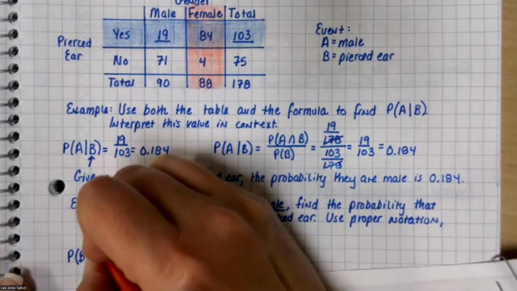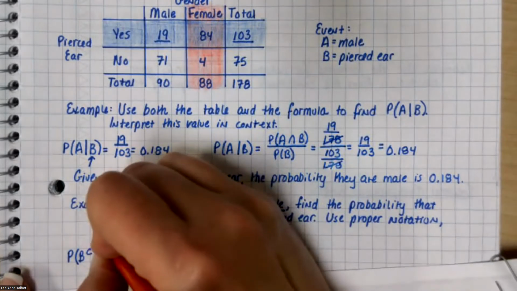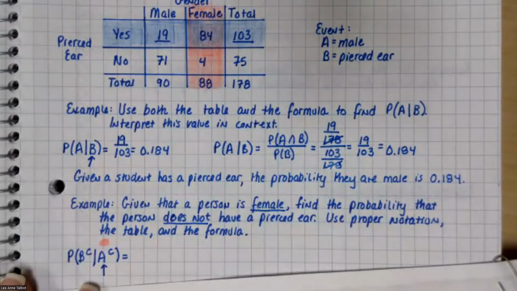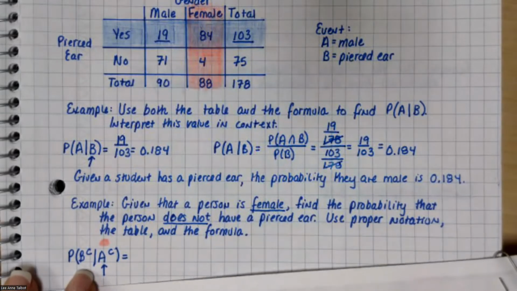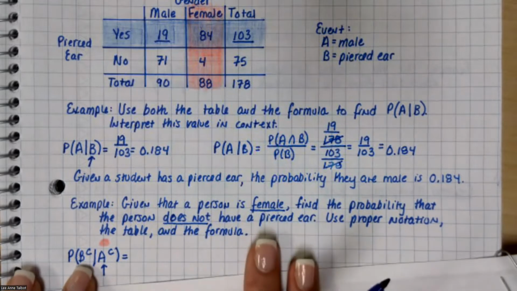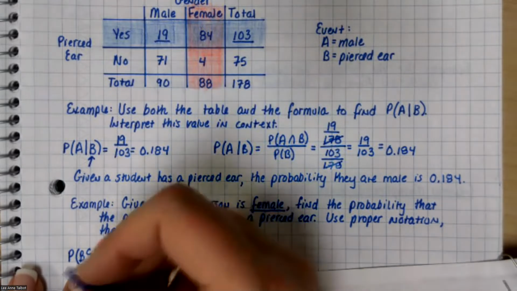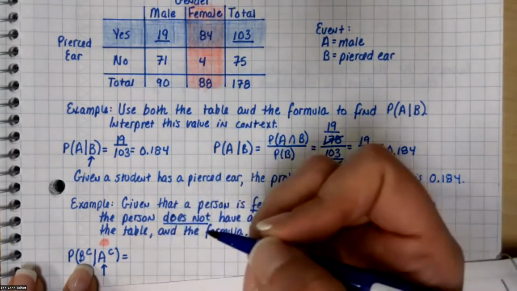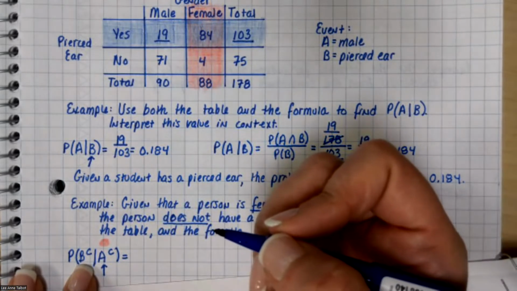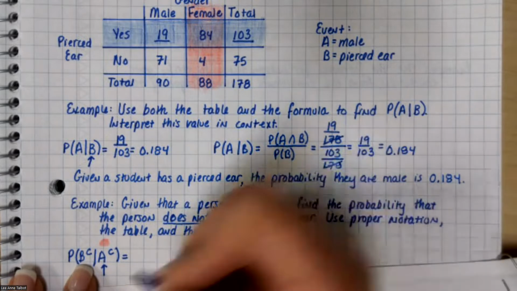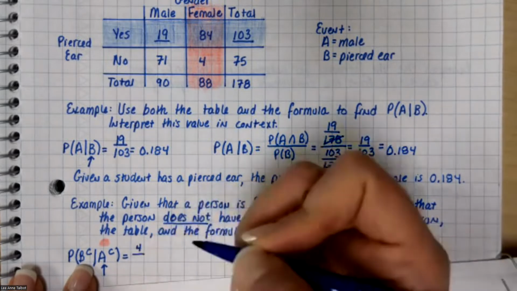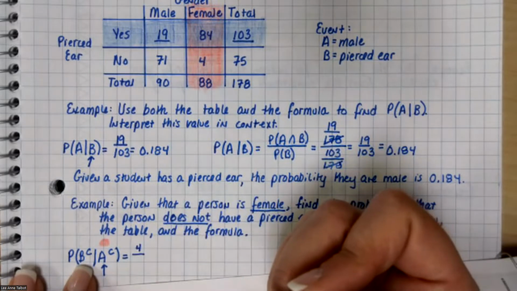And down here, I'm just going to make a little color swatch key to show that that's the part that I have shaded. Okay, and this part here says, what's the probability of not pierced ear? So how many students do not have a pierced ear in the red section? 4. And how many total students in the red section? 88.